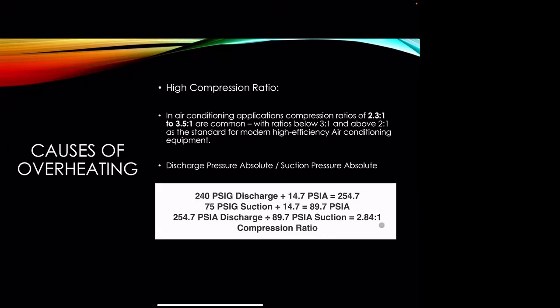Is that okay? It's good. It's between our 2 to 1 and 3 to 1. So that is how we get it right there. If anybody wants to write that down, take a picture, whatever you want to do with it: your discharge pressure absolute, divided by your suction pressure absolute, will give you your compression ratio. If you have a high compression ratio, you're going to potentially cause that compressor to overheat.